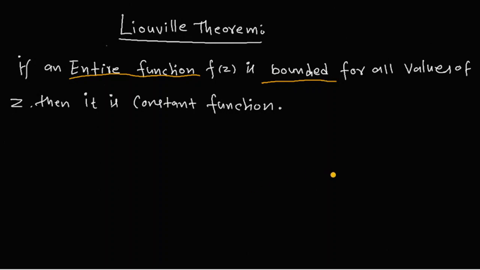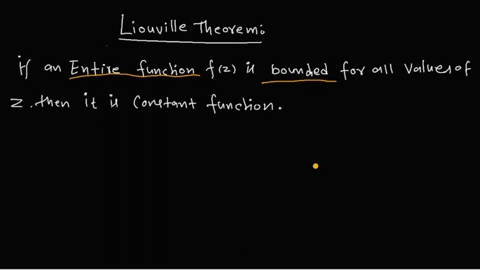So what is the analytic function? I have already discussed in the previous video what is the analytic function. So the function which is analytic in the whole complex plane is called the entire function. And bounded function means what? If a function is bounded by two limits, bounded by two points, or bounded by two integers.